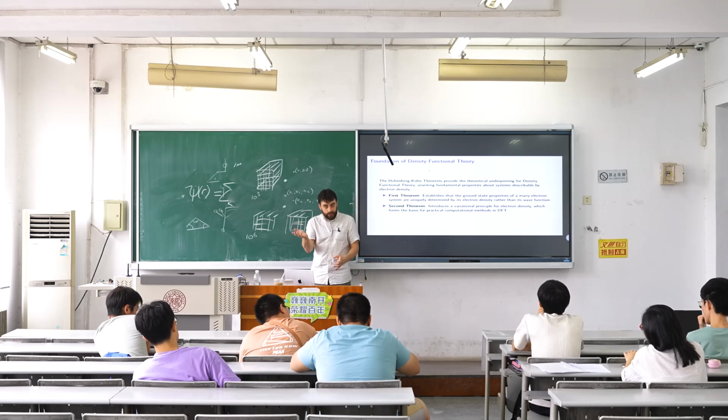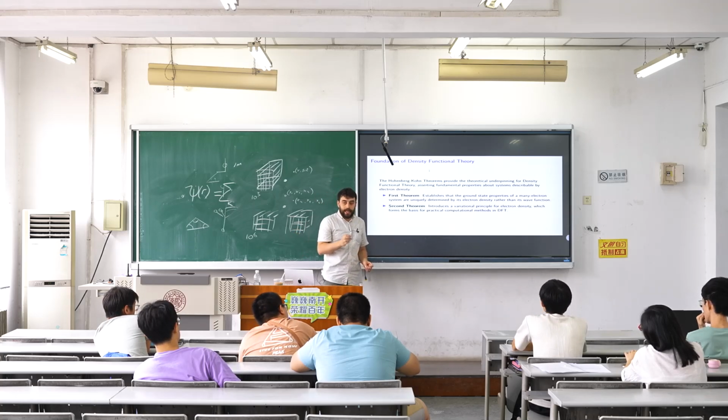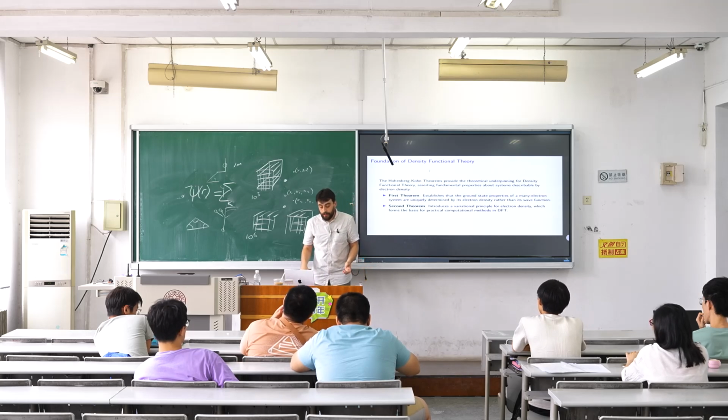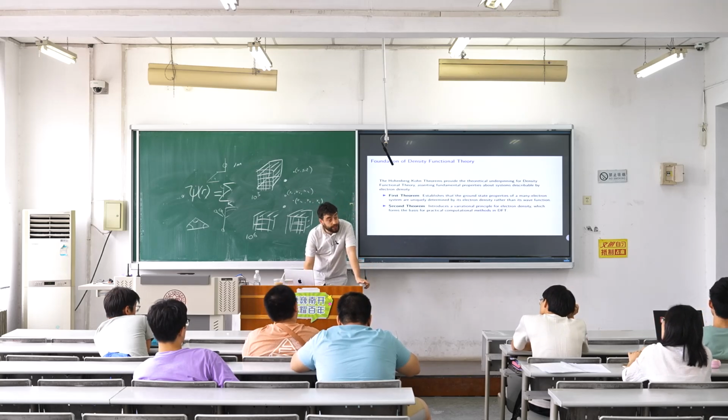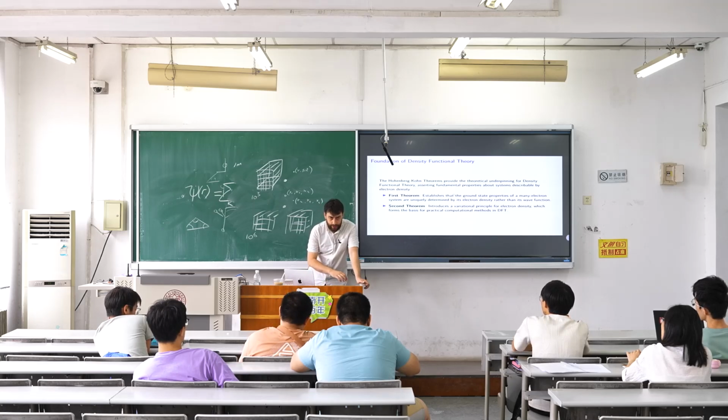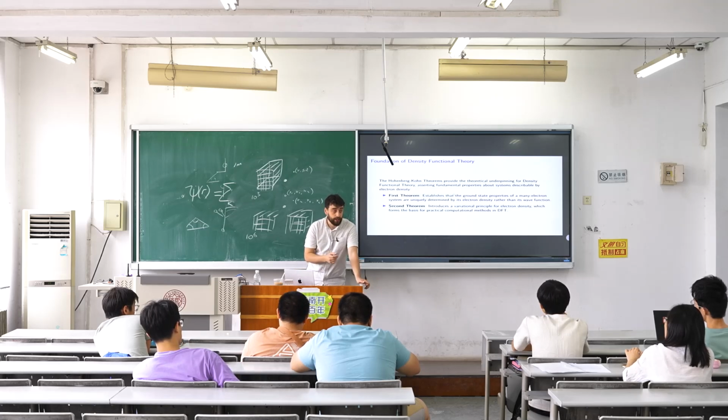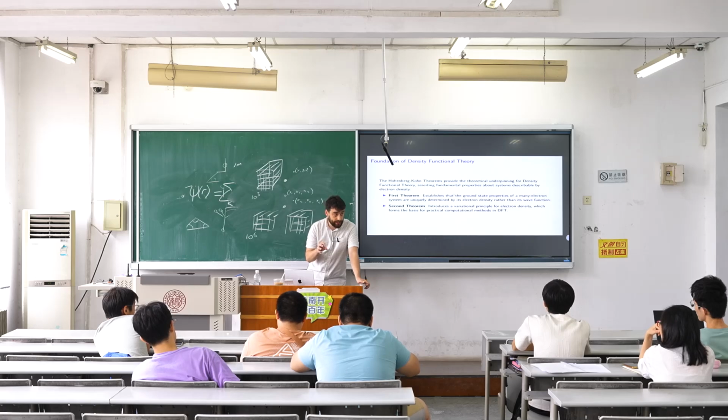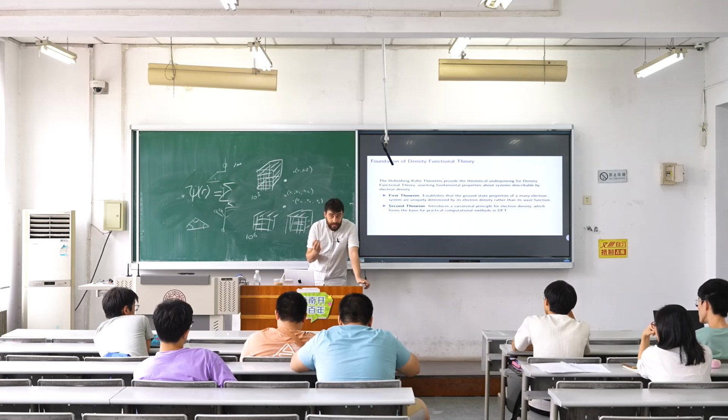So they asked the question, if that's the case, can we calculate observables directly from the density or the potential? The first theorem establishes that the ground state properties of a many electron system, so basically a system of atoms with electrons, are uniquely determined by the electron density. They proved that if you have the electron density of a many electron system, then everything about that system, the state vector in quantum mechanics, is uniquely determined by the electronic density.